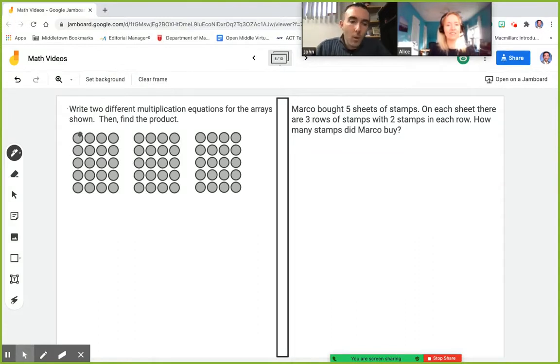So recall from our previous videos that an array is just an arrangement of objects in rows and columns. So if you look at this first array here, we find that there are 1, 2, 3, 4, 5 rows and 1, 2, 3, 4 columns. So we would call this a 5 by 4 array. Now, notice I have 3 of these 5 by 4 arrays. So if I'm looking to find the total number of dots, this is the product I need to find.